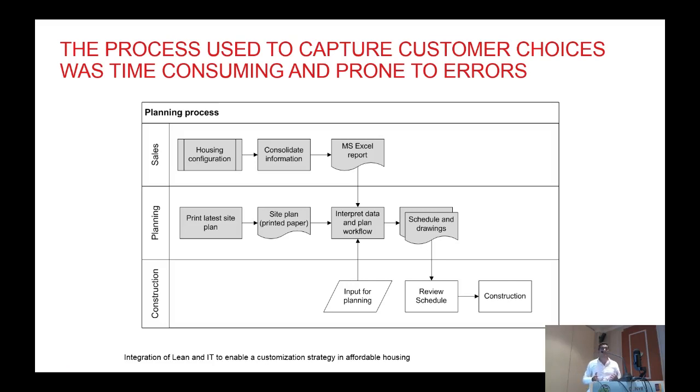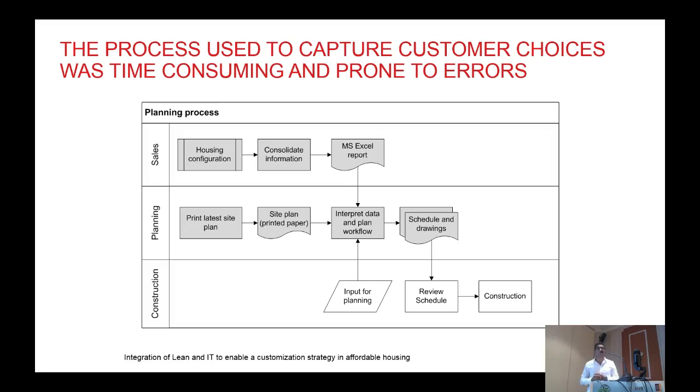In practice, the planning department was printing out big drawings of the project site. In one hand, they have this information about the different plots in the site, and on the other hand, they have this Excel sheet. They have to start mapping what are the different houses, the different models that go in the different plots in the construction site. And when you have that information consolidated in these drawings, then the team moves to construction. So as you can see, this process is a little bit time-consuming.